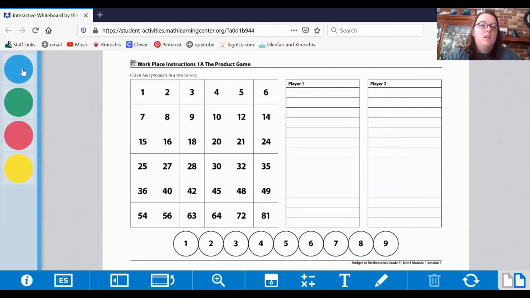So we have to figure out who's player 1 and who's player 2. And player 1 takes their marker, and you're going to put it on any one of these numbers down here. I'm going to pick 3. Then player 2 gets their marker out.